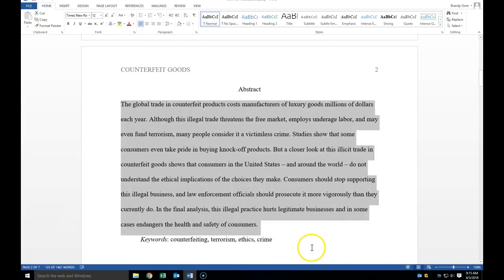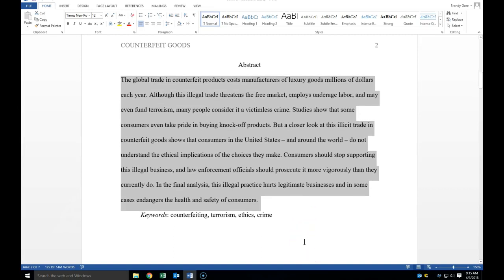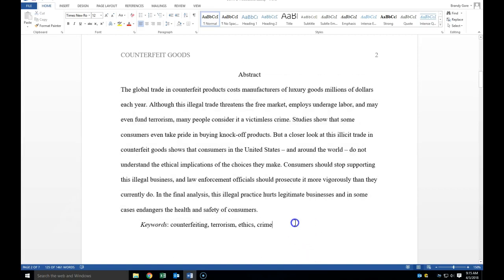This particular abstract is 125 words. Okay, so that's a decent size. You want around 150 words as a good size for an abstract. The global trade in counterfeit products cost manufacturers of luxury goods millions of dollars each year. All right, so there we go. We are going to set up the context.